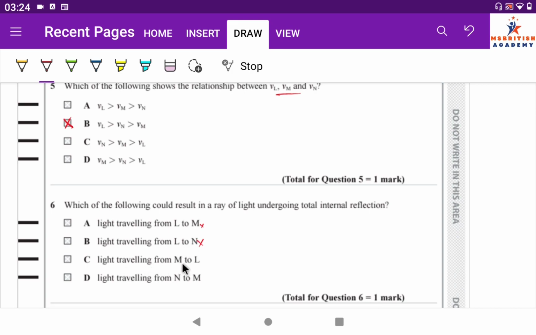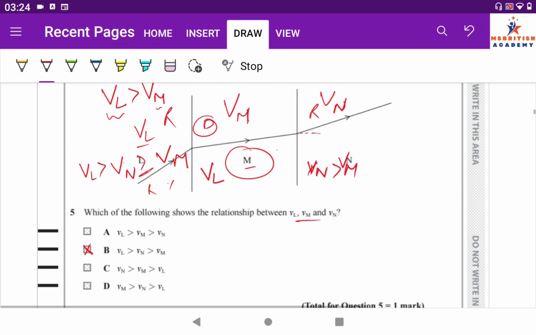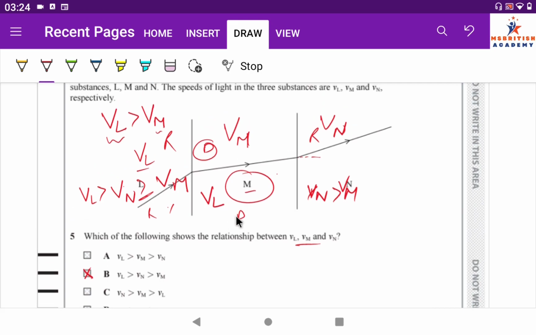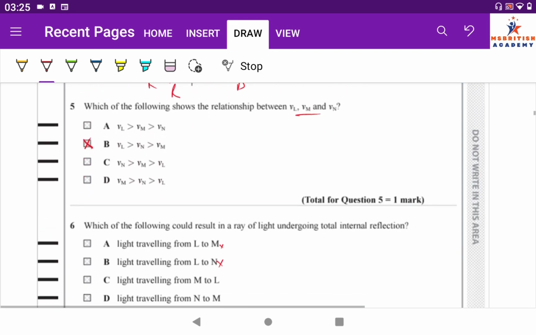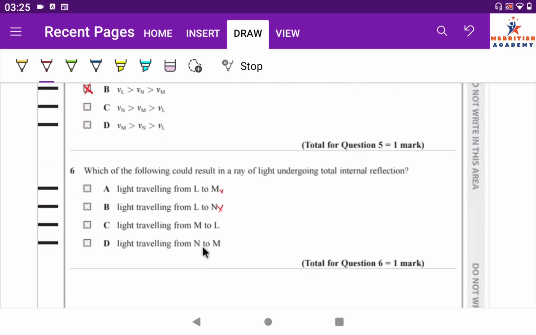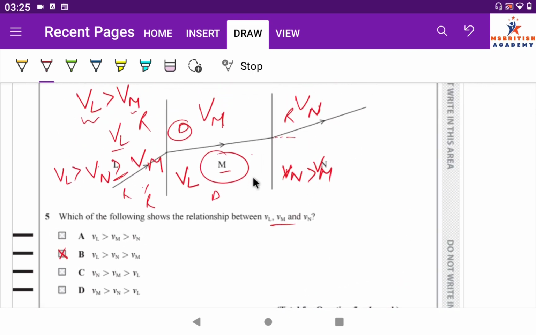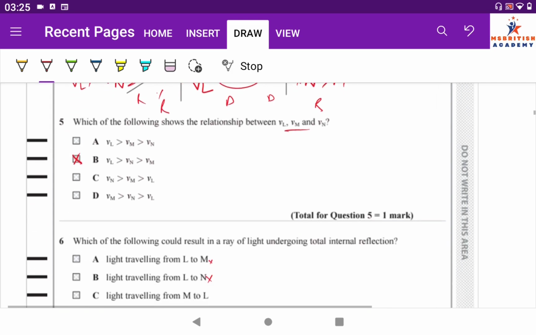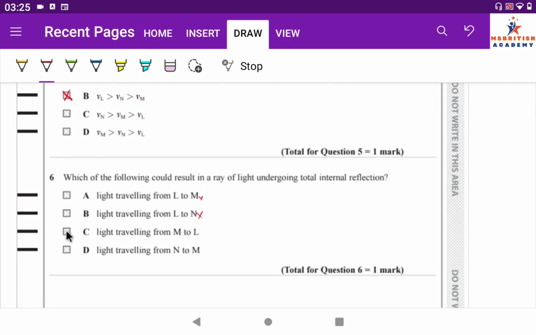When light travels from M to L, denser to rarer. Yes, it can be, but we have to check this one also. Like N to M. When light travels from N to M, this is rarer and this is denser. No. When light travels from M to L. So C option is the right option. Okay.